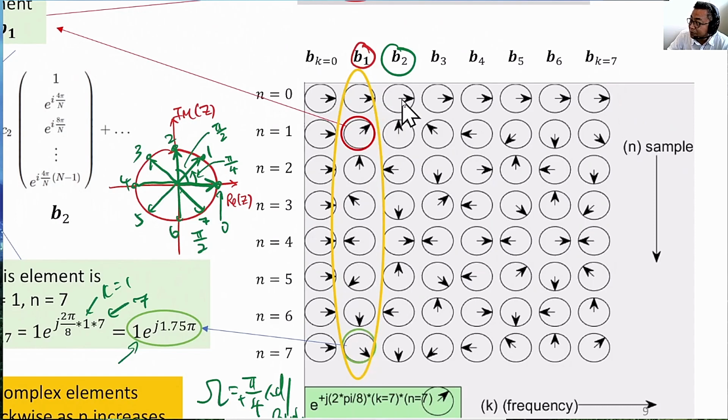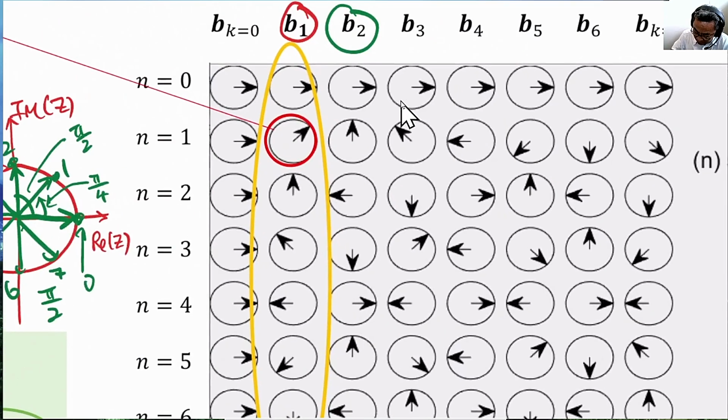This one, B2, completes 2 rounds in 8 samples. B3 completes 3 rounds in 8 samples. So how do I see this? Let's see this. In B2, the first elements, all starting points are the same. In one sample, instead of traversing by pi over 4, it traverses by pi over 2. So it moves by 90 degrees.